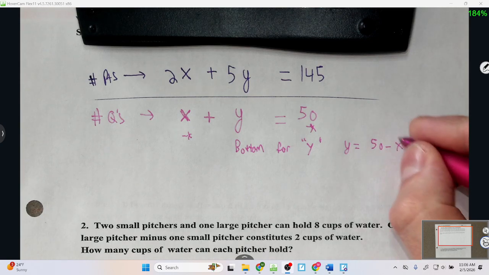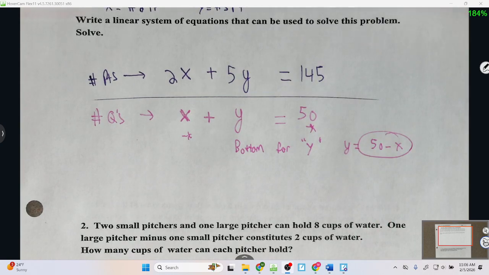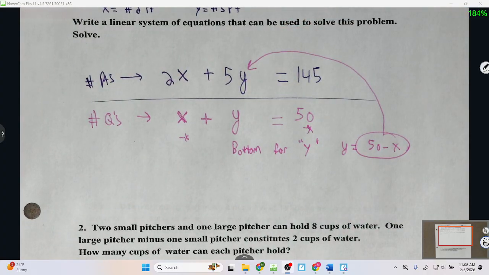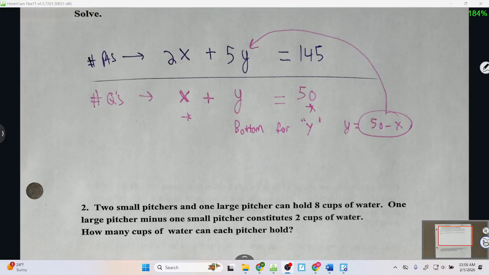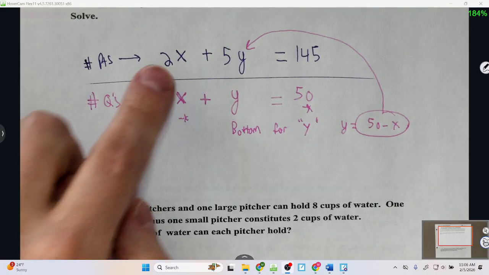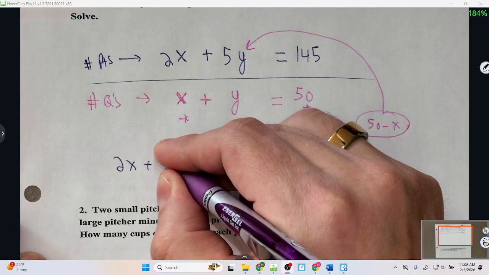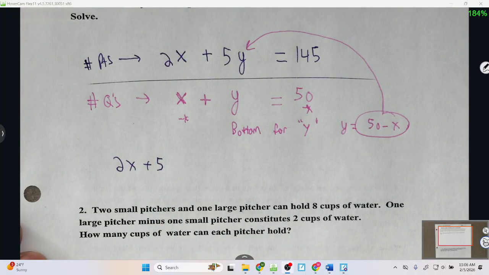I'm going to take this, which is what y equals, and substitute it right there. The pink equation is going to go into the purple. So I'm going to write the purple equation. I'm going to stop in just a minute. I'm going to write 2x plus 5. Boom, stopped. Why did I stop?